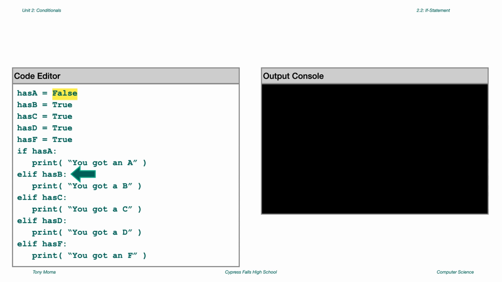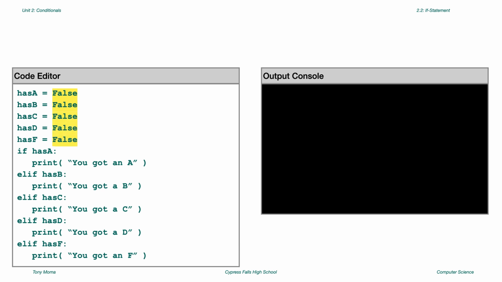Now that it sees hasB is true, it'll print out you got a B and then skip over the remaining conditions. Now let's say I set both the hasA and the hasB variable equal to false. In that case, when the Python interpreter reaches the first condition, it'll see that it's false and thus will skip over its conditional statement. It'll then look at hasB and see it's also false and thus skip over its conditional statement. Then when it reaches the hasC variable, it sees that variable is true and thus will print out you got a C, and everything else will get skipped over.